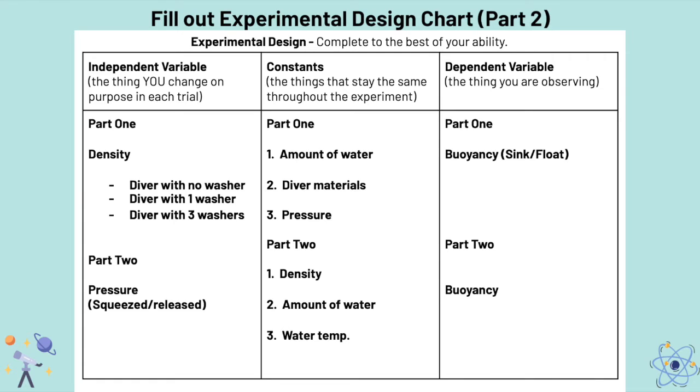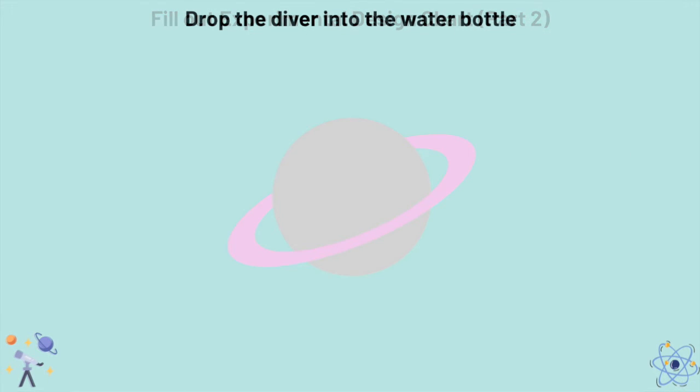The constants for this experiment are the things that stay the same. Actually, in part 2 of the experiment, density is a constant, because we're only using the diver with 3 washers attached. We're keeping density as a constant because in this part of the experiment, we're testing pressure as the independent variable, and we don't want to change too many things because it may mess up our results and provide us with inaccurate conclusions. Other constants are the amount of water and the temperature of water. Let's do the experiment now.